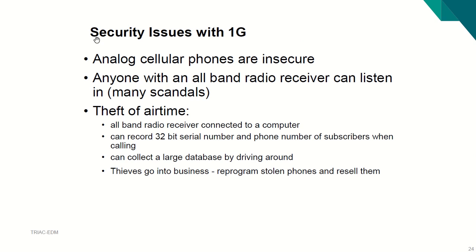So there are also other issues such as security issues. The 1G system is the analog cellular phones. Of course, it's insecure. The reason is that anyone who can survey the frequency used, for example, using an oscilloscope or network analyzer, can analyze the frequency, know which frequency is in use, then tune their receiver to that frequency.